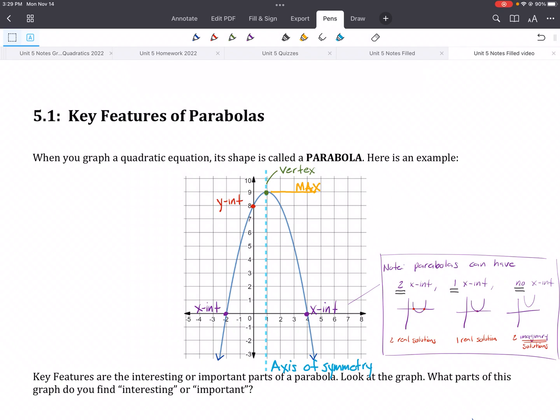Hey everybody, this is 5.1, Key Features of Parabolas. So in our last unit, we focused a lot on solving, and in this unit we're going to get into graphing those same types of equations.